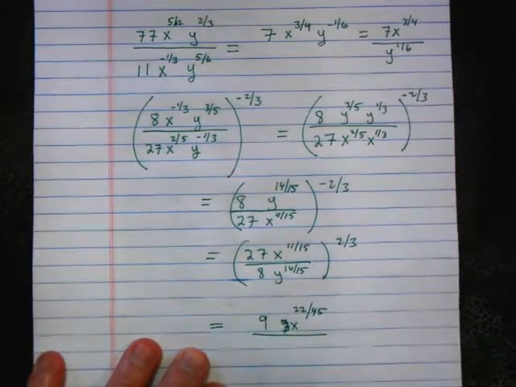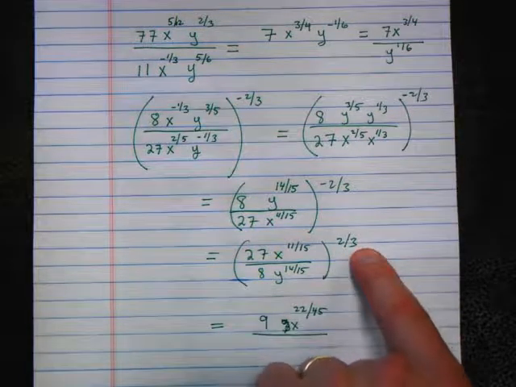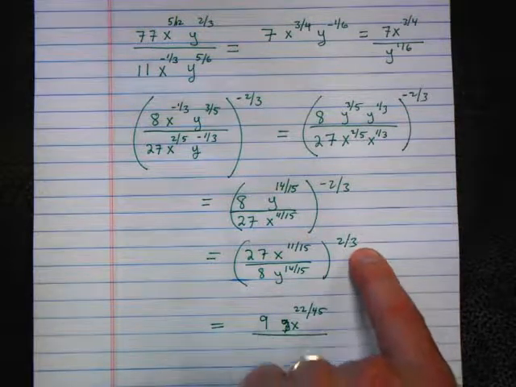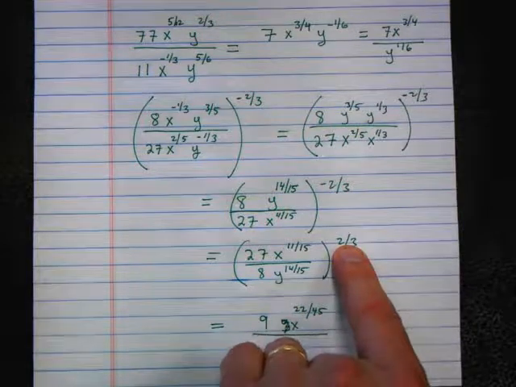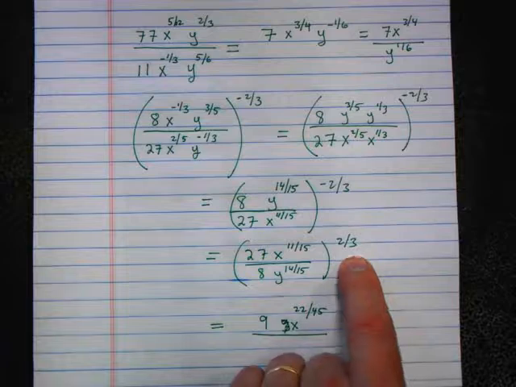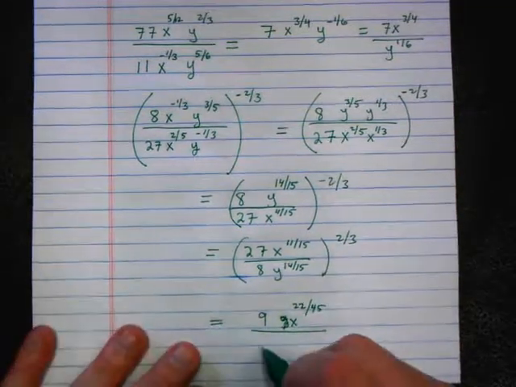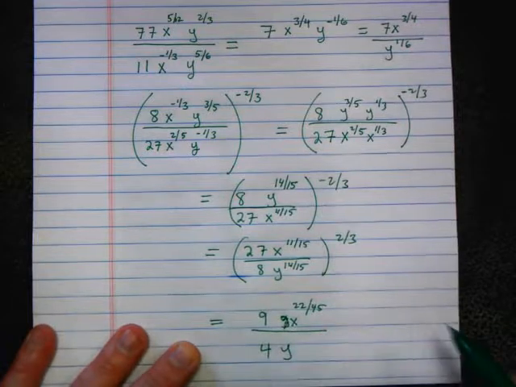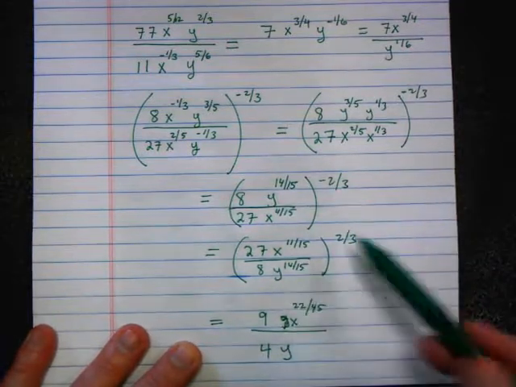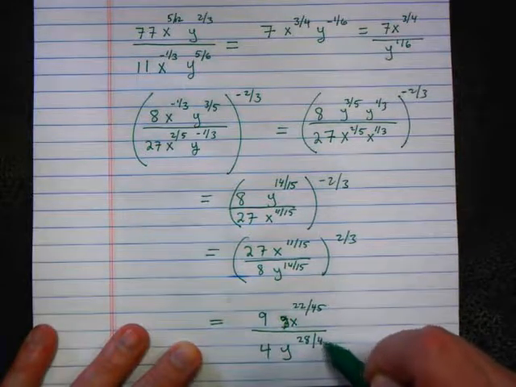Same thing on bottom. I take 8 and I do the cube root. Cube root of 8 is 2, and then the 2 on top tells me to square. The number on bottom is always the root. Cube root of 8 is 2. The number on top is always the exponent. 2 squared is 4. And then same deal. I have a power and another power, I multiply them. That's going to be 28 over 45.